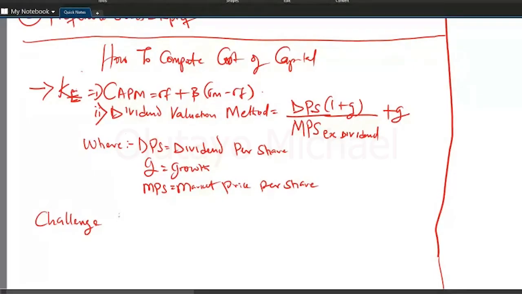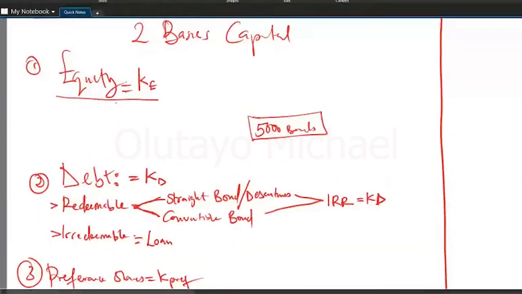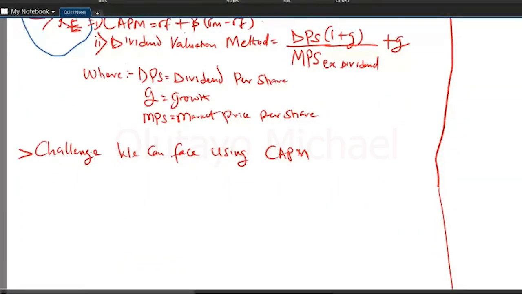The challenge we can face using CAPM, all right, that is another subtopic. Now, I have given you the CAPM formula, I've given you the valuation formula, but now I want to expand them further. Don't forget, we are still on cost of equity. We have not gone to cost of debt. Now, the challenge we can face using CAPM is beta determination.